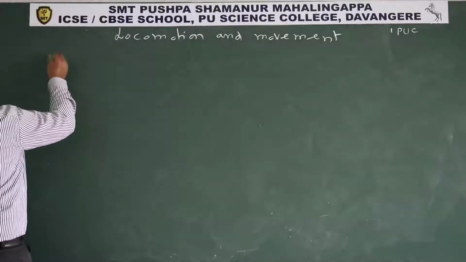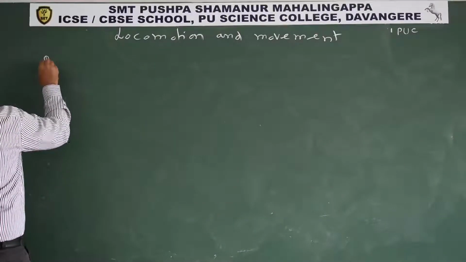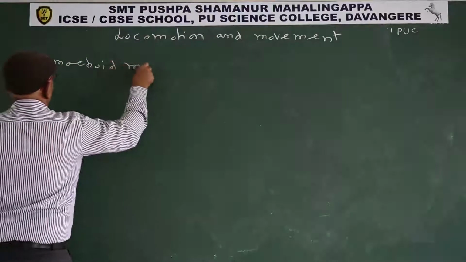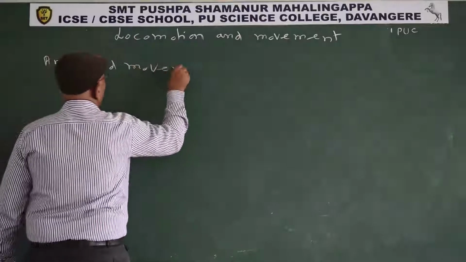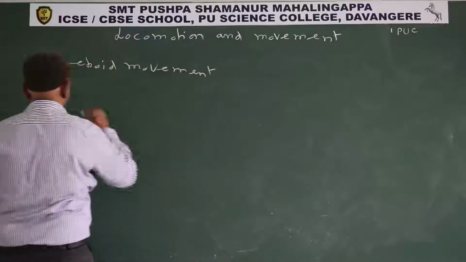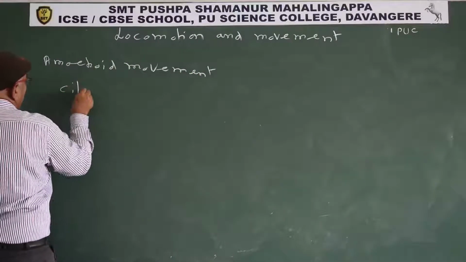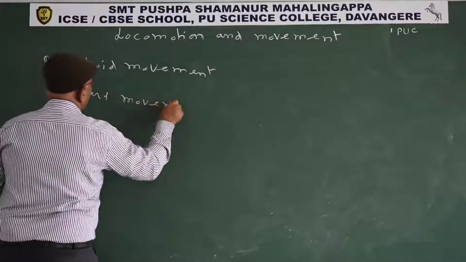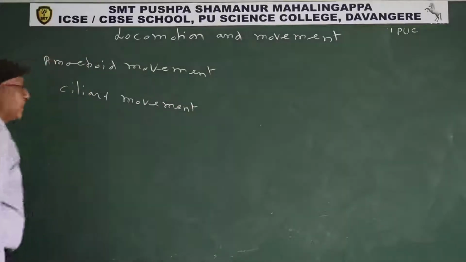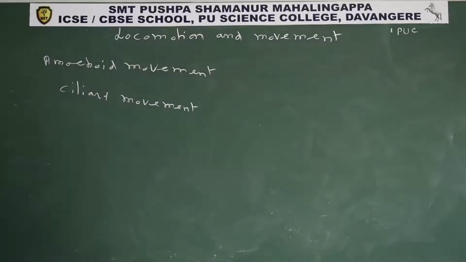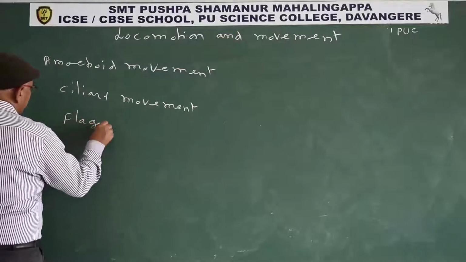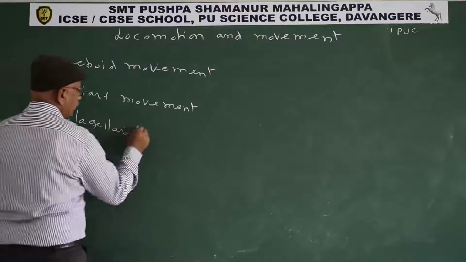So in our body, our body also exhibits amoeboid movement, ciliary movement, and flagellar movement.